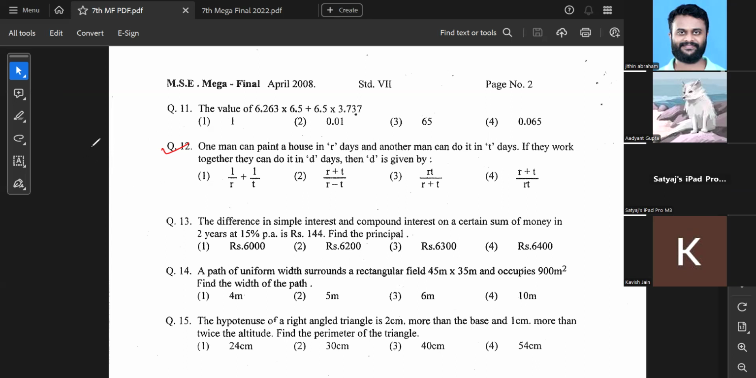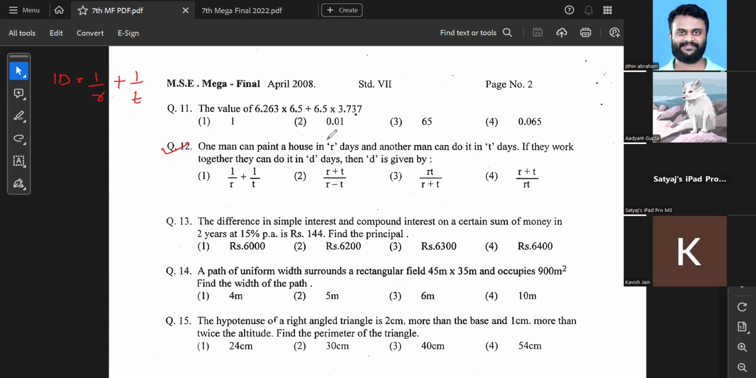Okay. So whenever a man is doing some work in R days, first we'll find in one day how much work this guy is doing. In one day, the work done by this guy is 1 by R. So remember, it's always the reciprocal, 1 by R. If the other man takes T days to complete the work, in one day that man will complete 1 by T of work. If they're working together, you simply add them. So this is the total work done in one day.